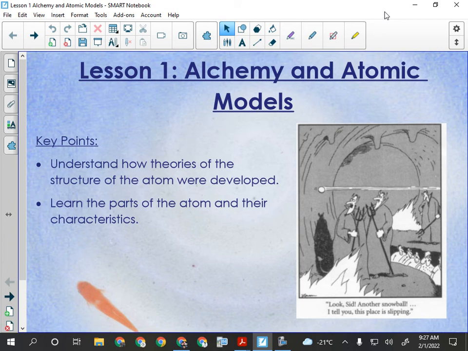So we're going to look at how the theories of the structure of the atom were developed, and we're going to learn the parts of the atom and their characteristics. So that's kind of where we're headed today. Every time I do a lesson where I'm actively teaching you, you will get a starting slide or an introductory slide that looks like this, and it has the key points. The key points are there to help you remember throughout the lesson, these are the things that are important. And when you're coming back to study, you can see, right, these are the things I should make sure I know.